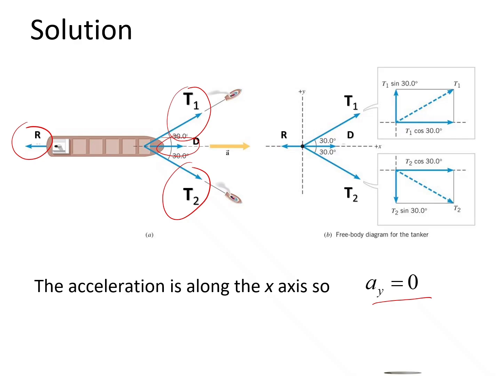This is a very useful structure. The y direction behaves like an equilibrium condition, while the x direction is a non-equilibrium condition. So the free body diagram would look like this, with a dot to indicate the tanker, and the forces drawn here. So we have T1, T2, D, and R.